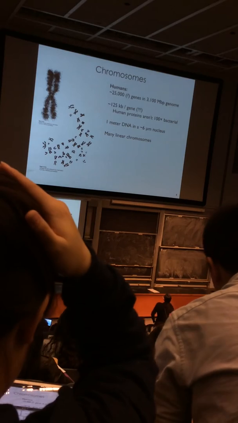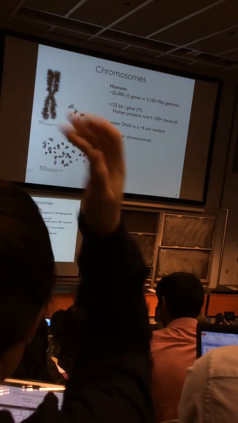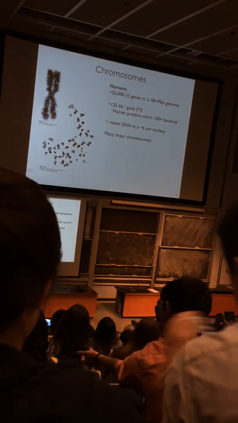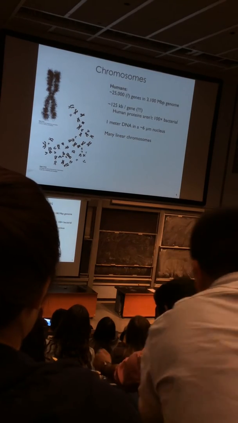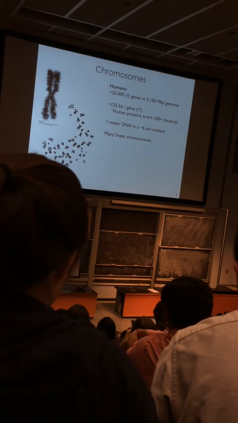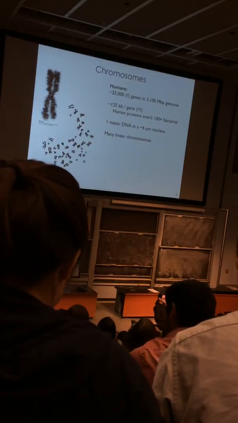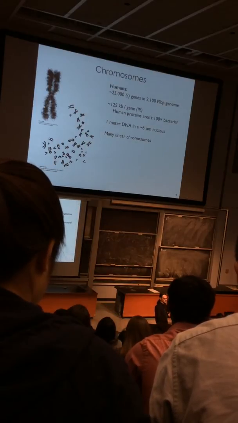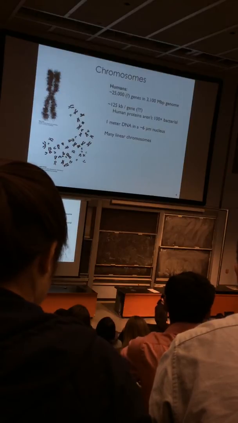And of course, in humans, the DNA is broken up into 46 linear chromosomes. So in contrast to bacteria, it doesn't close back on itself. The other thing to note, of course, is that each human gene, if they were spread out evenly across the genome, would get over 100 kilobases of DNA.